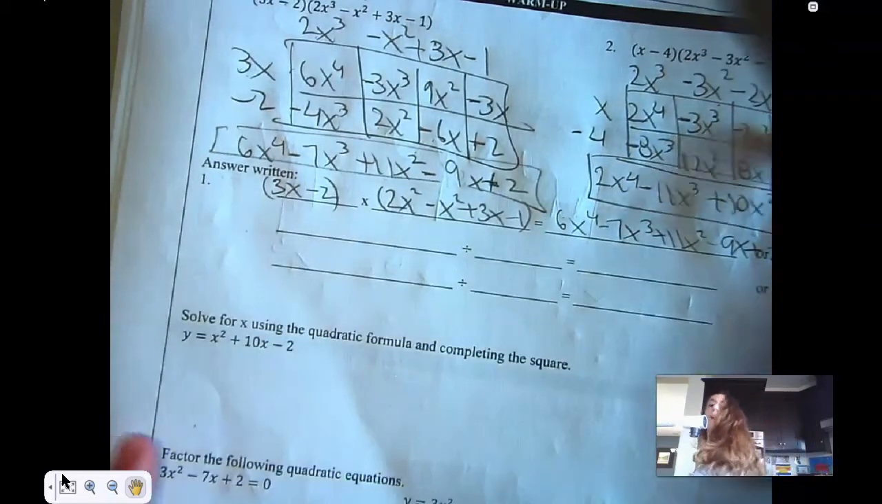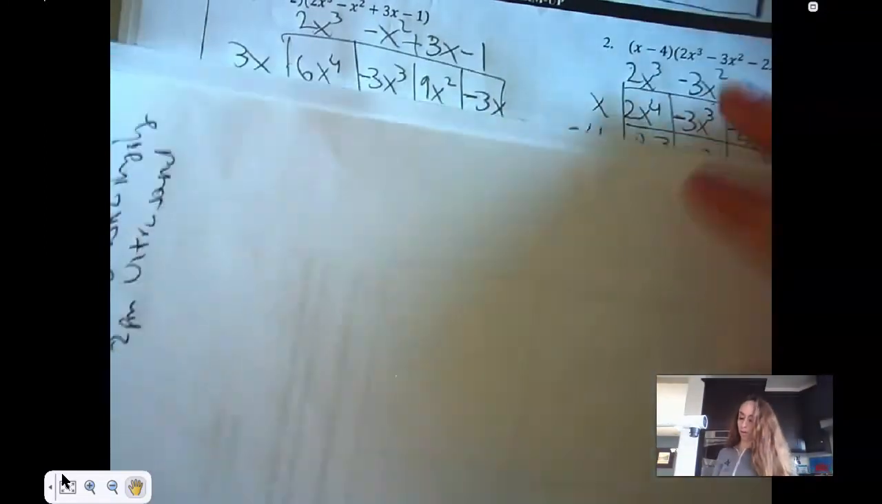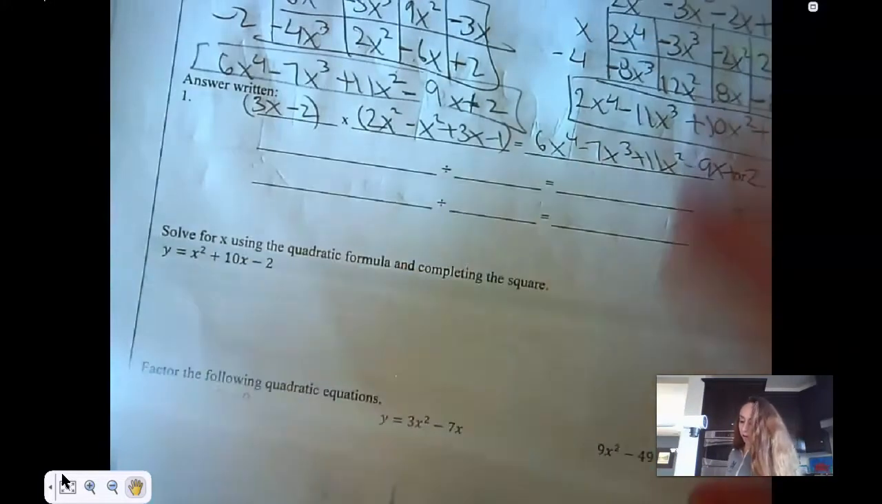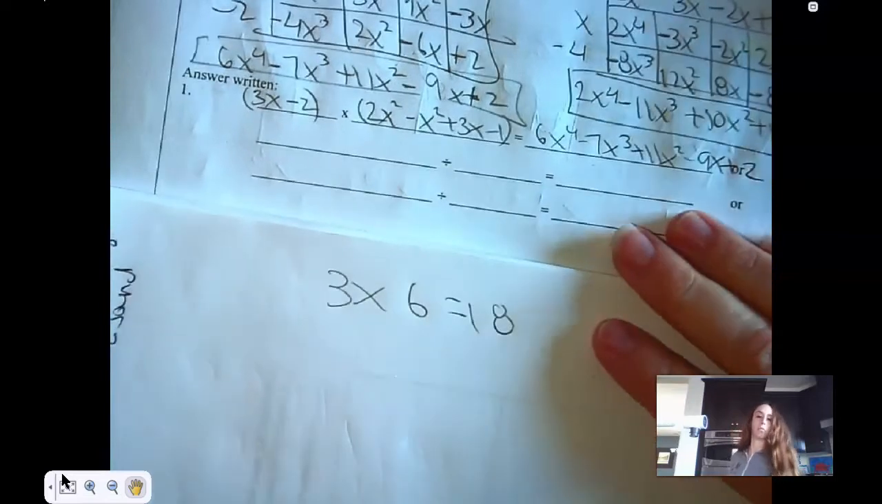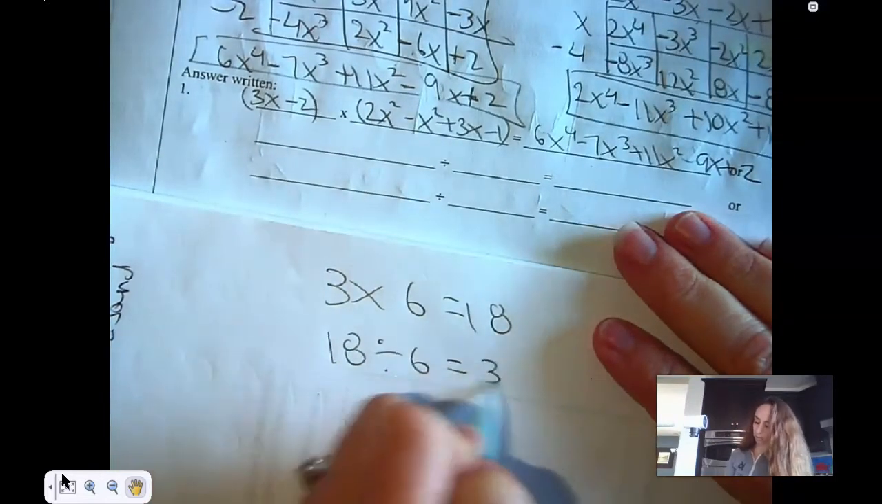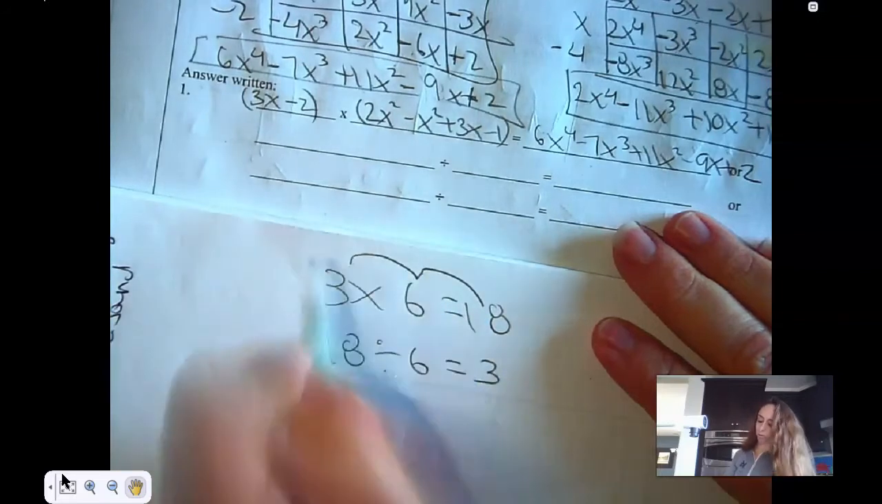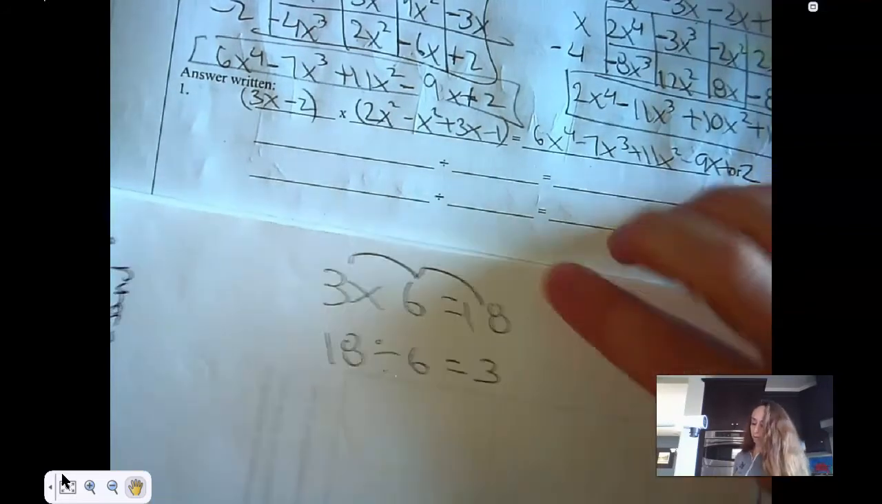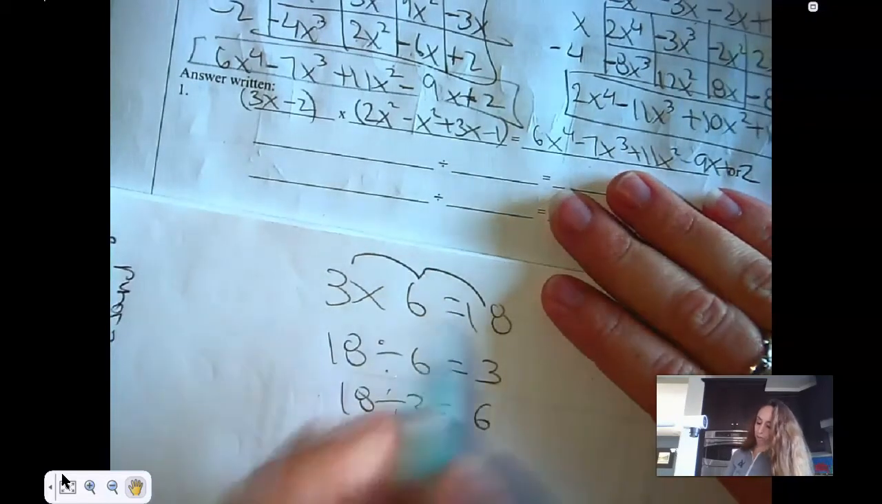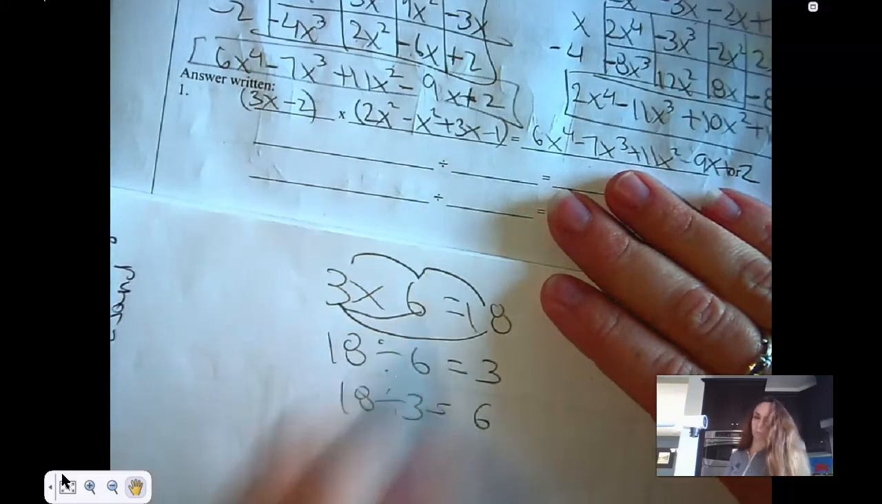Okay, so before I finish doing that, I want to show you, what if I had 3 times 6 equals 18? They're saying, okay, well, how can I do that using division? Oh, well, I could go 18 divided by 6 equals 3. So I can go this divided by this gives you this. Is there another way I can do division? Yeah. I can go 18 divided by 3 and give you 6. So I can go this divided by this and give you this.